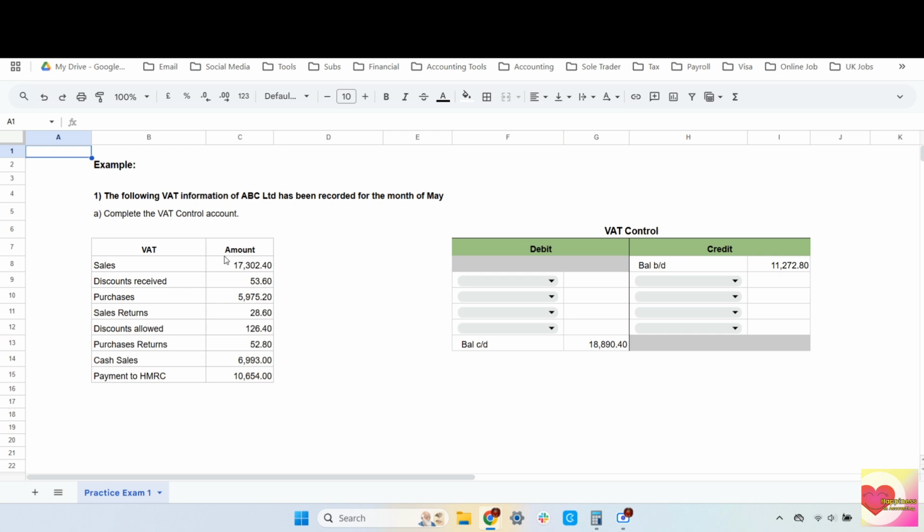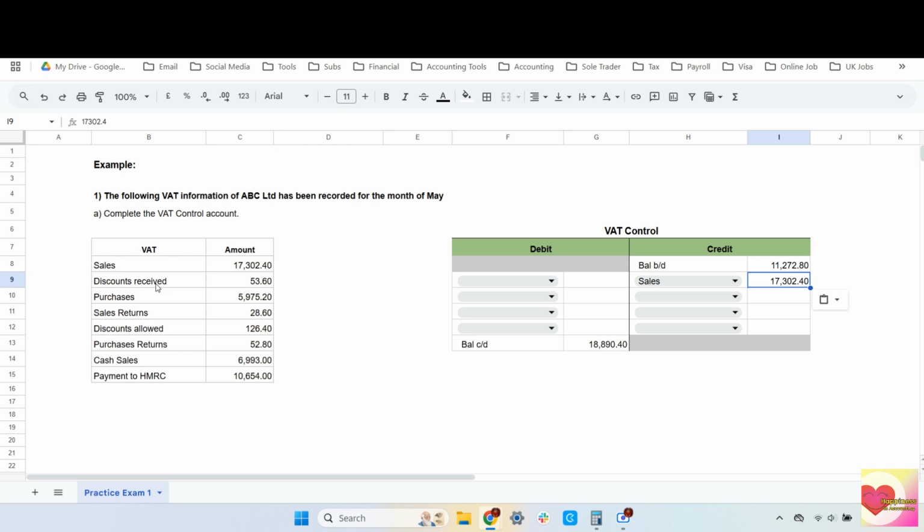Always remember that VAT should be recorded on the same side as the net. So if the net is recorded as a credit, the VAT should also be recorded as credit. So we have to analyze which side the net is recorded. First is the sales. We record sales in credit, so the VAT for sales goes to credit as well.